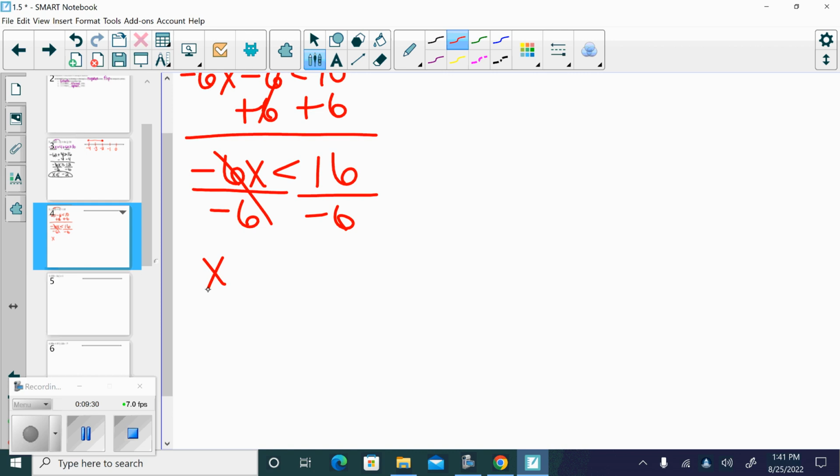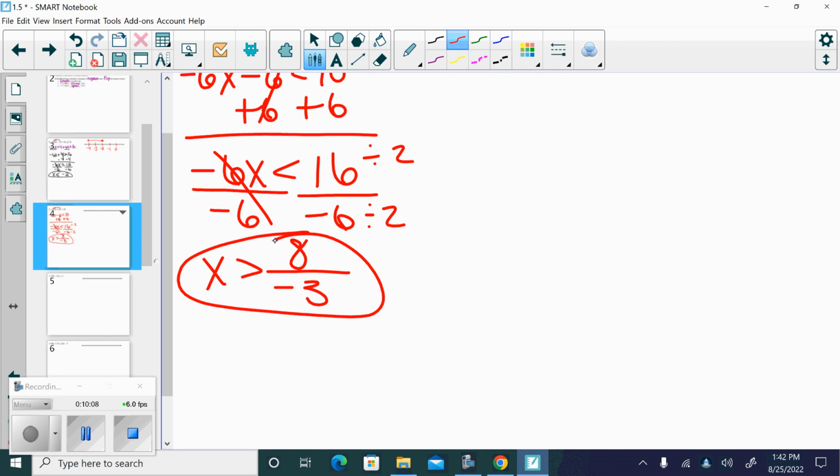Okay, divide both sides by a -6. Okay, what's going to happen to my sign? We're going to flip it because we divided once again by a negative. All right, 16 over 6 doesn't reduce to a whole number, but what can I divide both of those by? 2. Okay, I need to reduce it. So I'm going to divide both of those by 2. 16 divided by 2 is 8. And -6 divided by 2? Negative 3. Okay, also if you put 16 over negative 6 in your calculator, it'll reduce it for you. Okay, so that is going to be our answer. X is greater than 8 over negative 3.